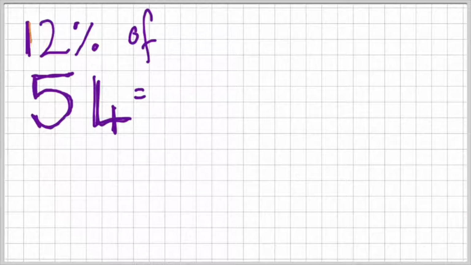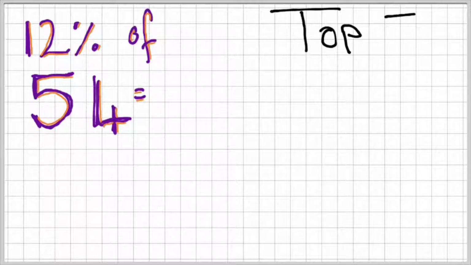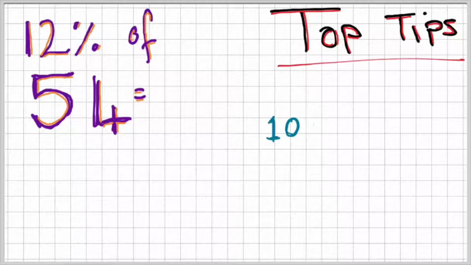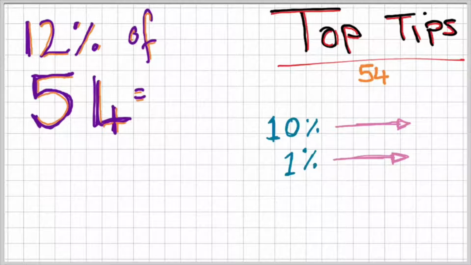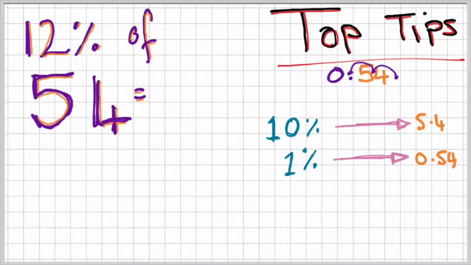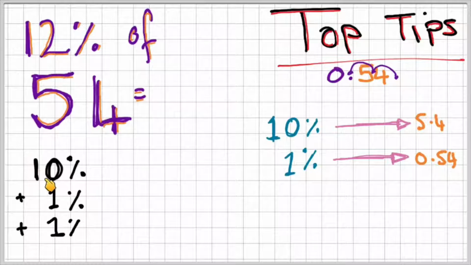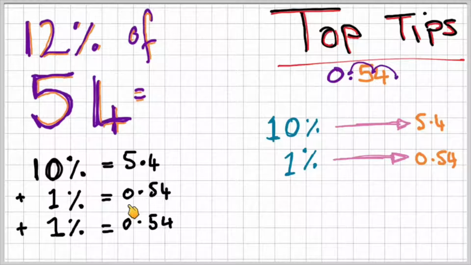Let's move on to another one, 12% of 54. I bet you can do this within 10 seconds anyway. So the top tip here is we're going to try to work out 10% and 1% of 54. So again, 10% is just moving the decimal place once to the left, which will give us 5.4. And 1%, again, if we move the decimal again to the left, will give us 0.54. And so 12% would be 10% plus 1% plus 1%, which will be 5.4 plus 0.54 plus 0.54, which gives us a total of 6.48.